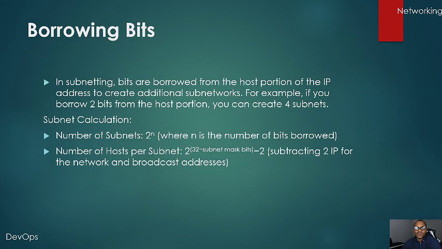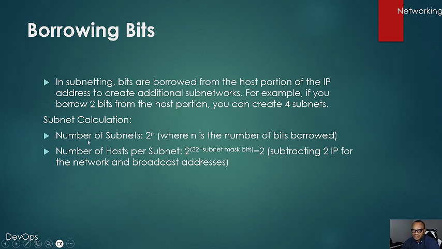And the way subnetting is done is by borrowing bits from the host portion and adding them to the network portion. Bits are borrowed from the host portion of the IP address to create additional subnetworks. So if you borrow 2 bits from the host portion, you can create 4 subnets.